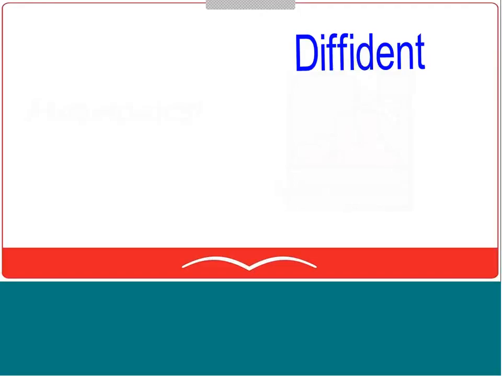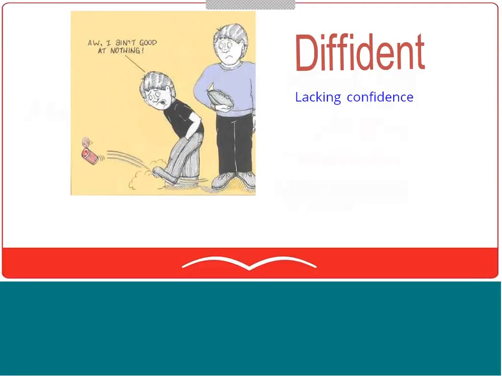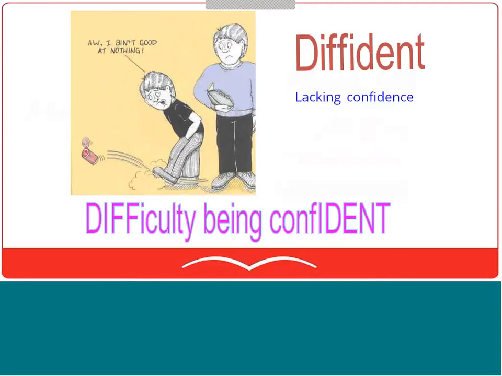The word diffident means lacking in confidence. You can associate the word with a picture. Remember, a picture is worth 1,000 words. You could also associate the word with something which sounds like its meaning, a pithy saying. Difficulty being confident is diffident. So whenever you think of diffident, you will recall difficulty being confident.